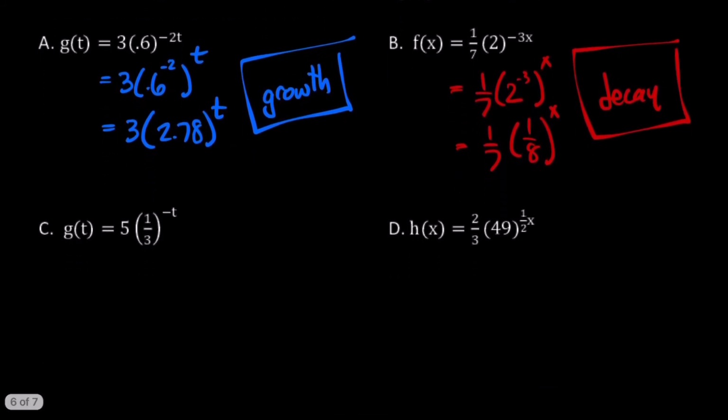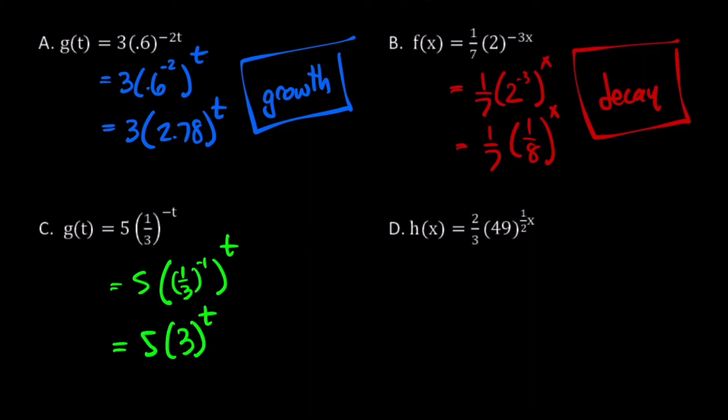All right, letter C. All you have to move inside is this negative 1. So that one would be 5 times 1/3 to the negative 1 to the t. Well, again, that one's easy to do without a calculator because the negative exponent, you just take the reciprocal of the base. So that's 5 times 3 to the t. Your common ratio is more than 1, so that is growth.